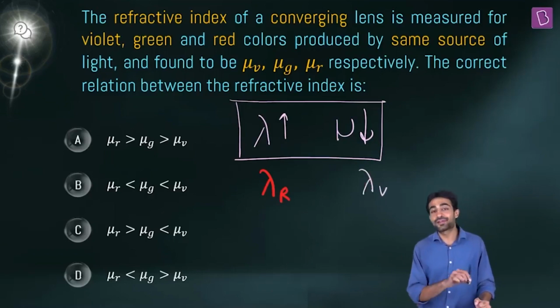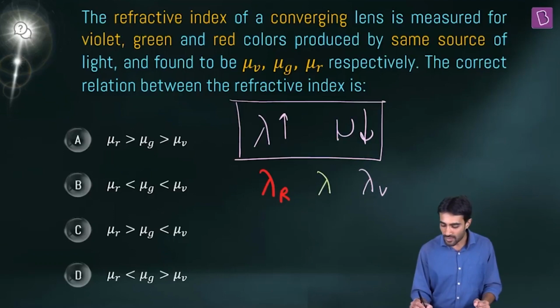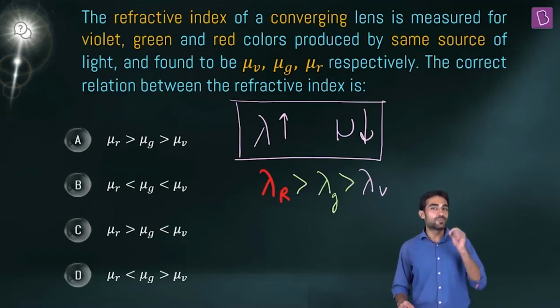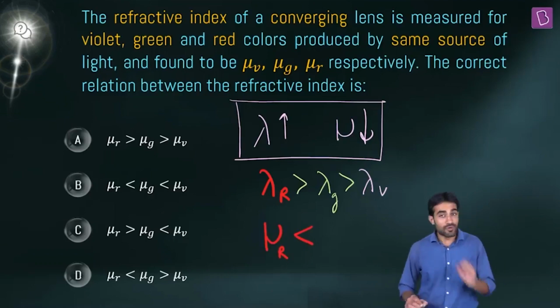The wavelength of the violet color is the lowest one. And in between, we might have the wavelength of green color. Good? Good. So this is the order of wavelength. Now, what would be the order of refractive index? Reverse. Okay. So, the refractive index for the red color will be the lowest one.